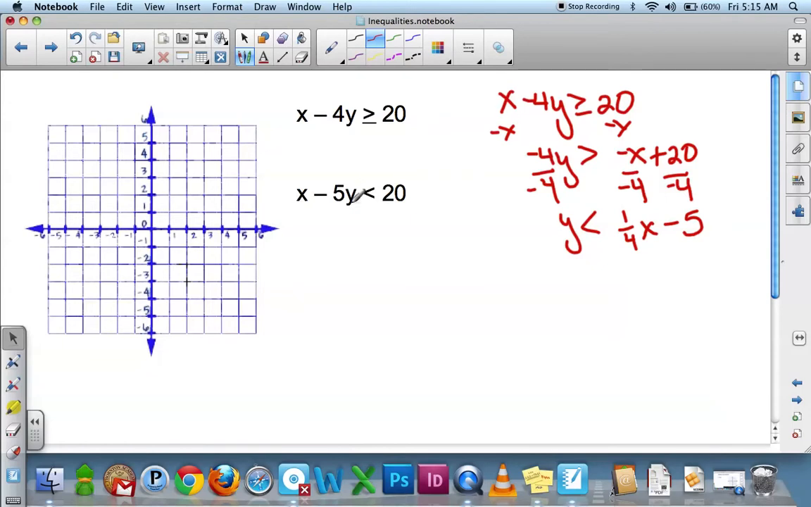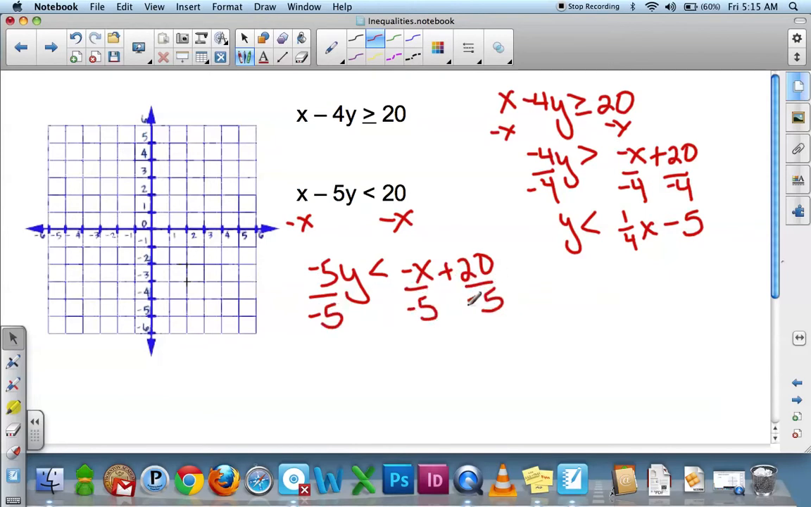Alright, so you guys should be back. You probably already solved the second one. So I'm just going to go through and solve that one myself. So I'm just subtracting x from each side. I'm going to then divide by negative 5. Again, making sure that I'm flipping that sign. So now it's greater than. I've got 1/5 x minus 4. Okay, so now we're going to go in and graph it.